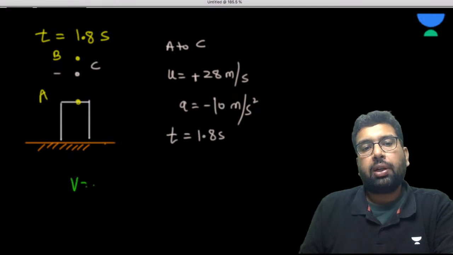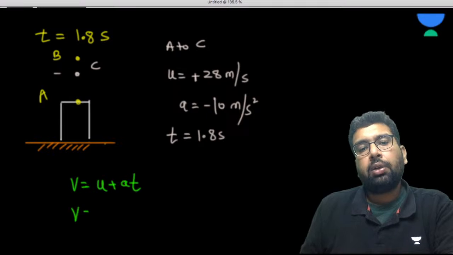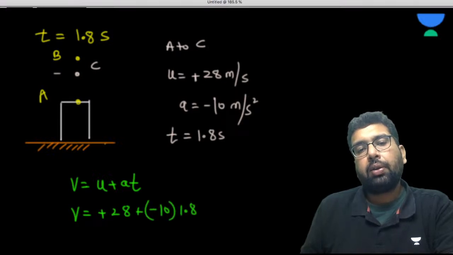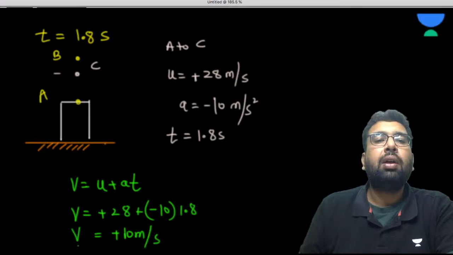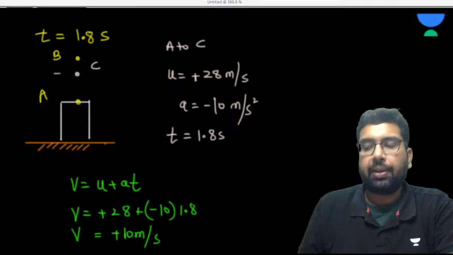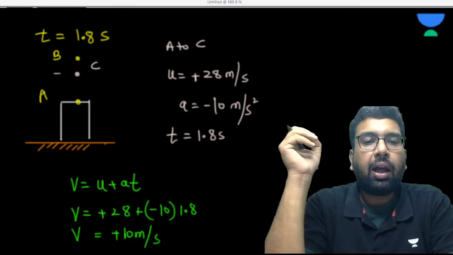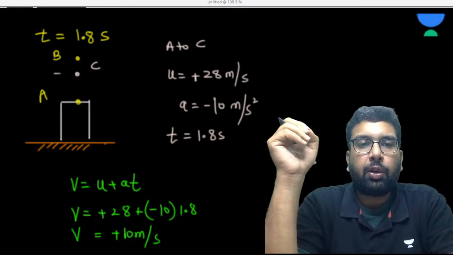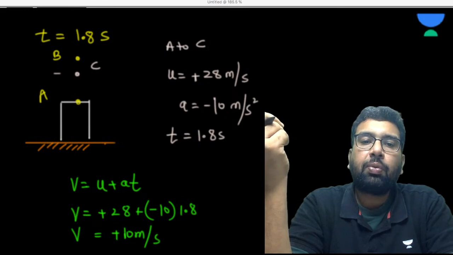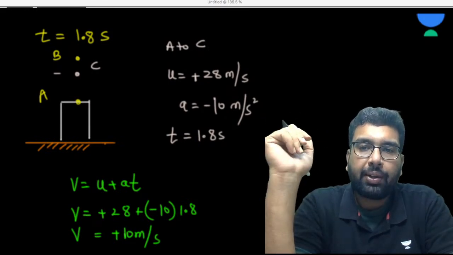So final velocity is equal to u plus at. So this is going to be plus 28 plus minus of 10, and t is 1.8. Okay, so this is going to be plus 10 meter per second we are getting. Obviously this is speed, not the velocity. If velocity would have been asked, it would be plus 10 j cap, isn't it?